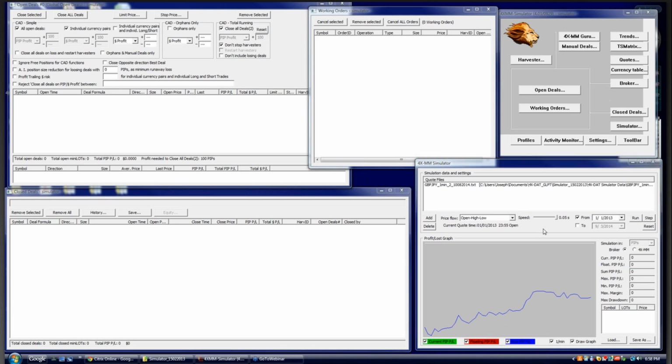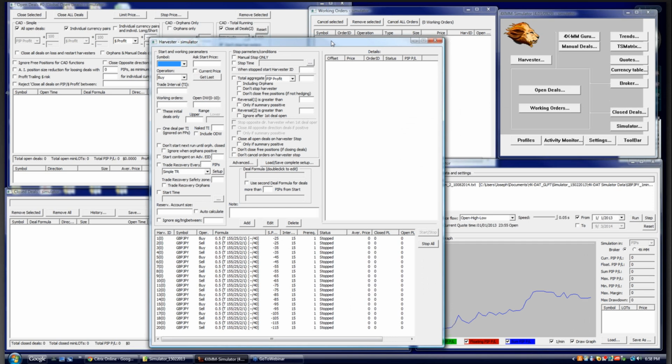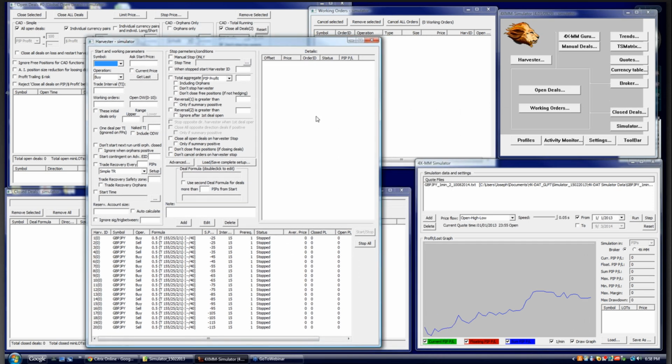We will run the data, and we will start the harvester. I already talked about the harvester. The harvester is right here on my other screen. I'll bring it back real quick, and then we'll shove it over to my other screen.